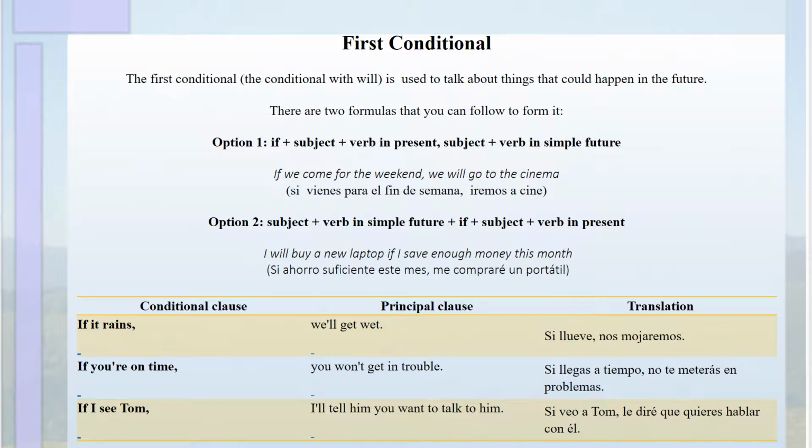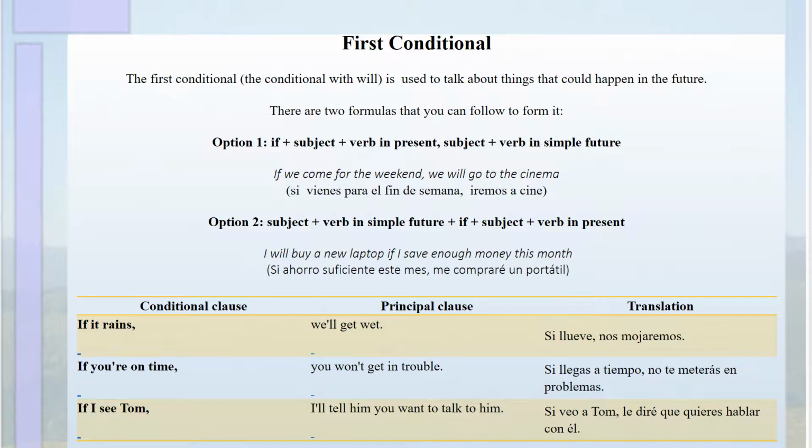You can see in the next example, in the next chart. In the first sentence, if it rains is the conditional clause. Will get wet is the principal clause. Translation: si llueve, nos mojaremos.